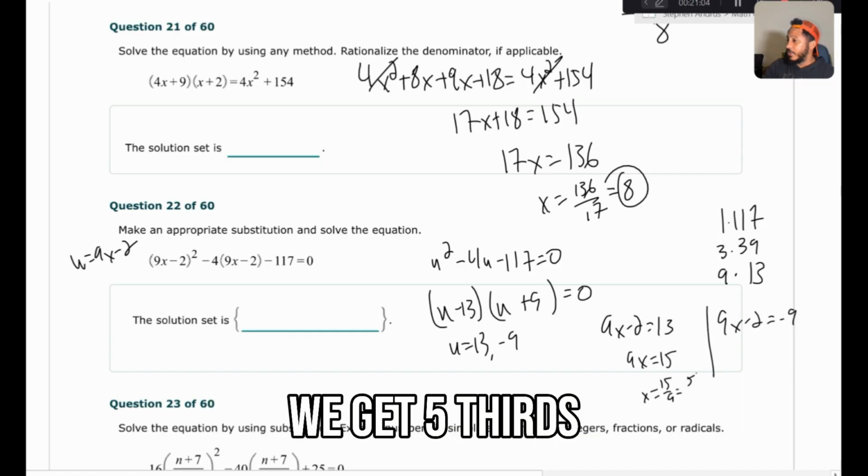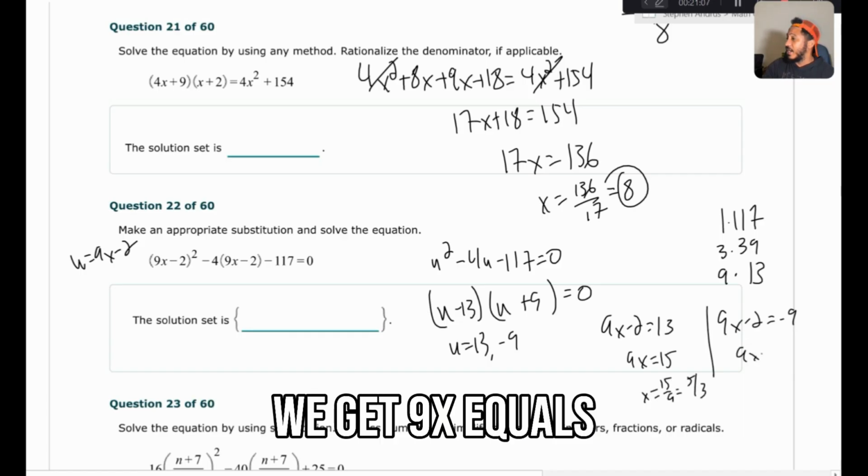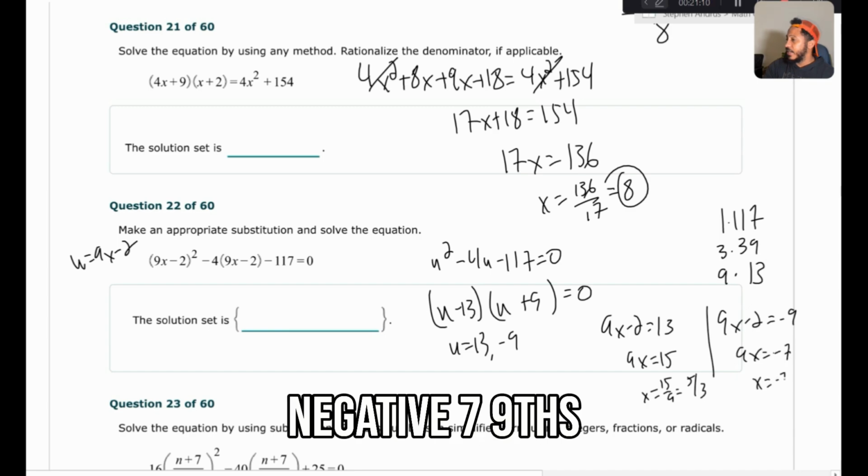We're dividing each by 3, we get 5/3. Here, adding 2, we get 9x equals negative 7, and so x equals negative 7/9. So those will be our two solutions.